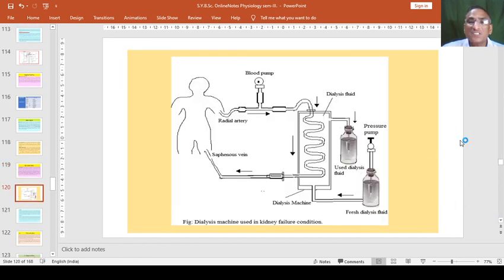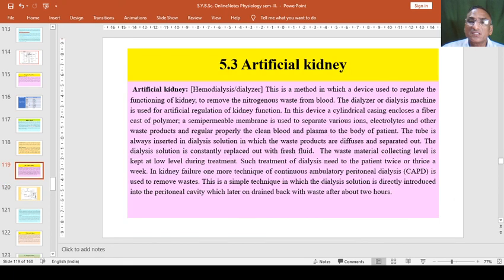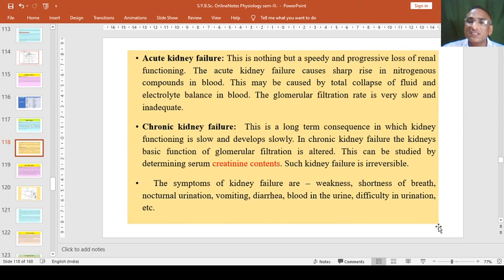How the artificial kidney is given in a kidney failure situation will be studied in the next lecture. Till then, we will stop here.